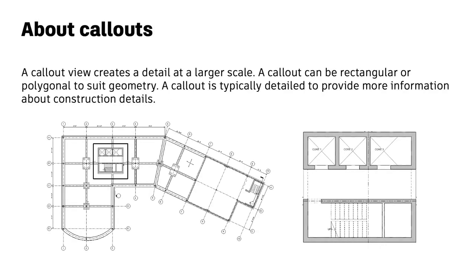A called out creates a detail at a larger scale. A called out can be rectangular or polygonal to suit your geometry. A called out typically will then contain additional 2D detailing to provide more information about construction details.